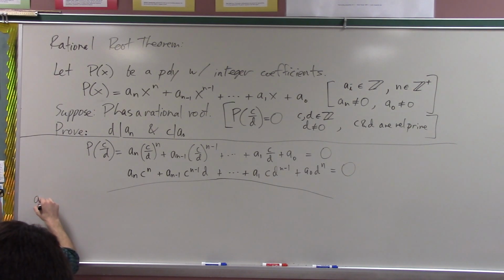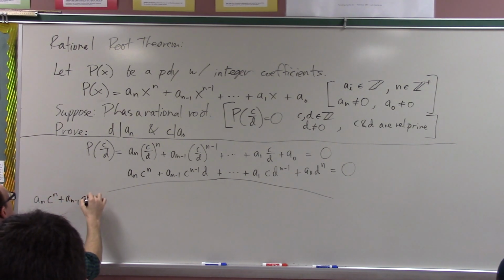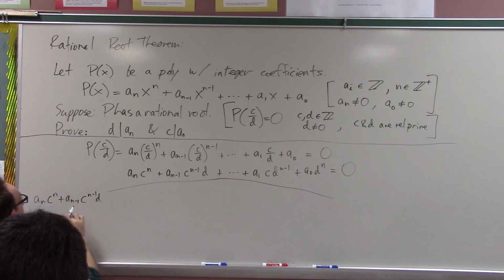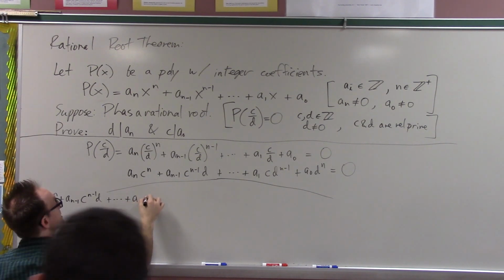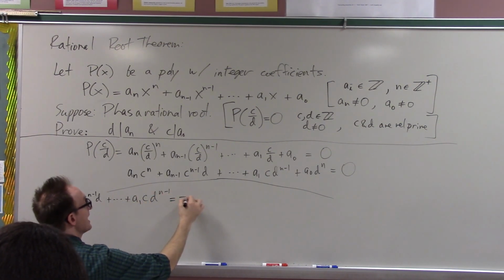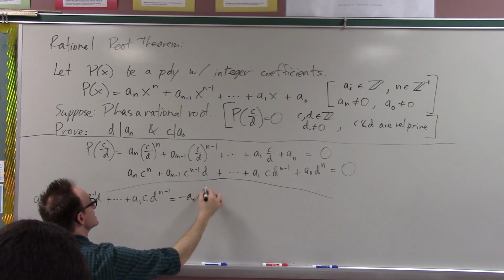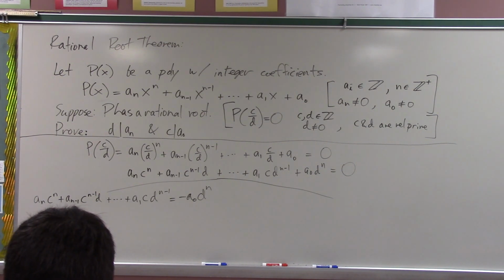Okay, so I have A sub n C to the n, plus A sub n minus 1 C to the n minus 1 D, plus and so on, plus A sub 1 C D to the n minus 1, equals negative A sub 0 D to the n. Again, all I did was move that one term over to the other side.